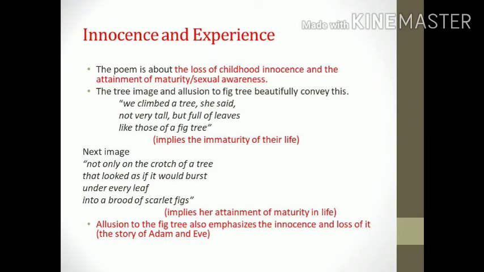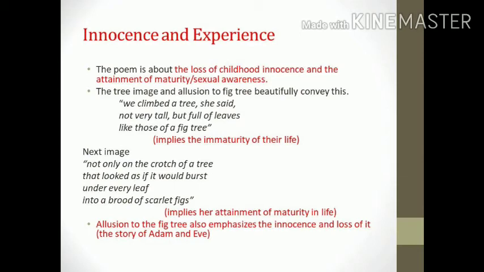Next theme is innocence and experience. The poem is about the loss of childhood innocence and the attainment of maturity or sexual awareness. The tree image and allusion to fig tree beautifully convey this idea. Look at these lines from the first part. We climbed a tree, she said, not very tall but full of leaves, like those of a fig tree. The tree is very small but full of leaves, implying the immaturity of their life, not only on the crotch of a tree that looked as if it would burst under every leaf into a brood of scarlet figs.